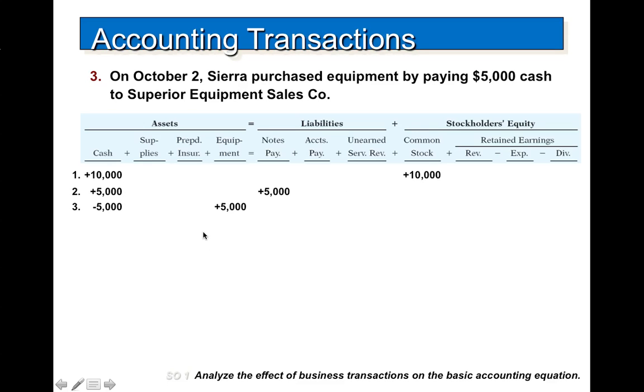Notice when it's on the same side of the equation, one is going to be a minus and one will be a plus.